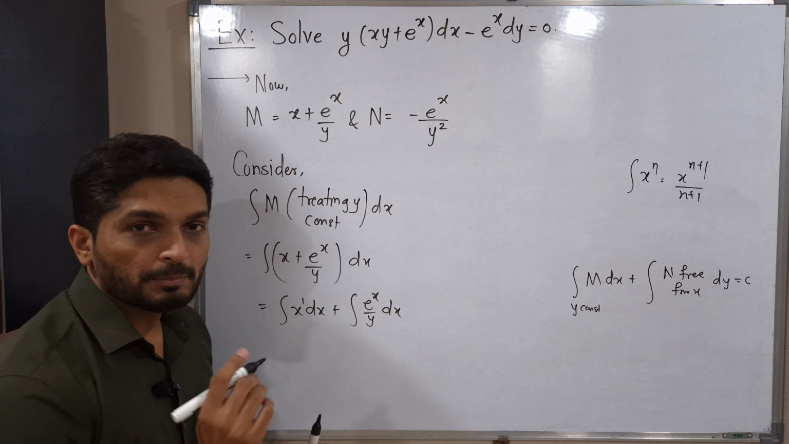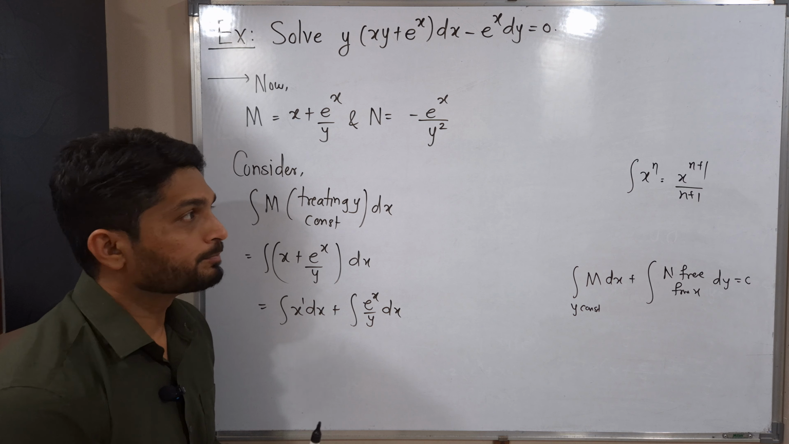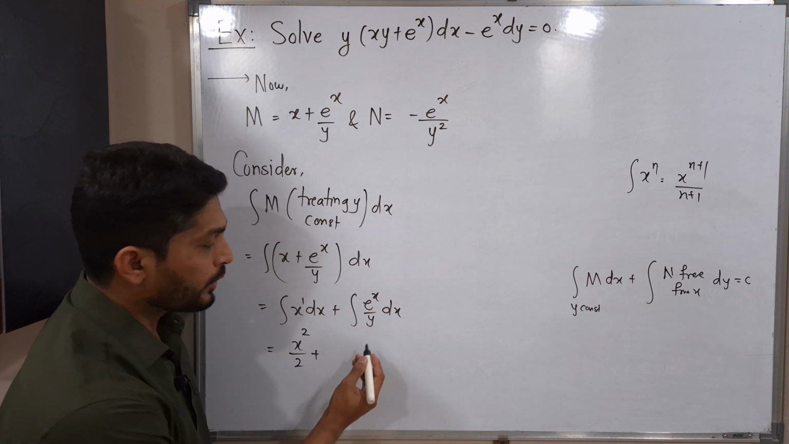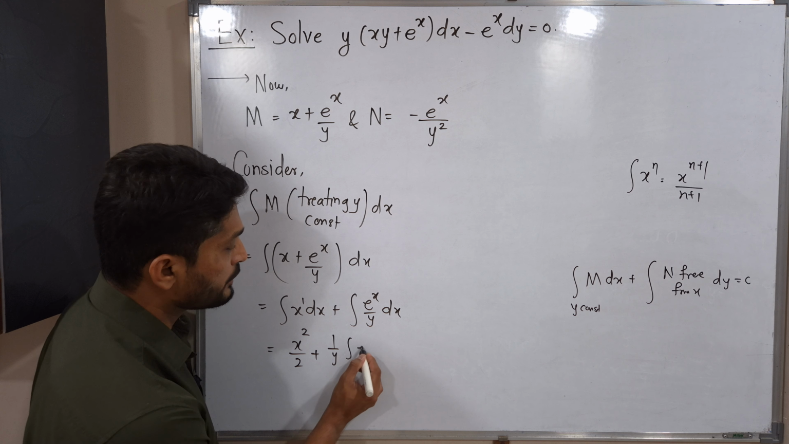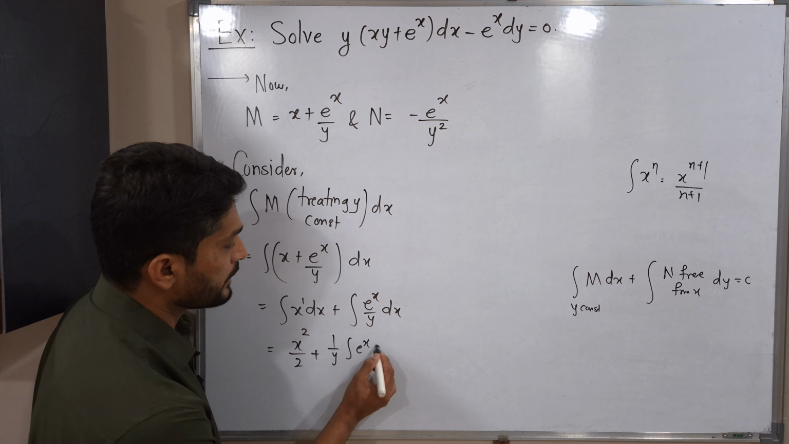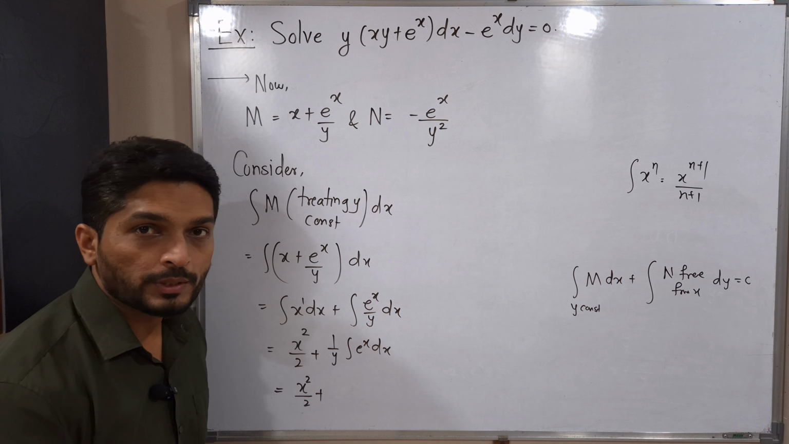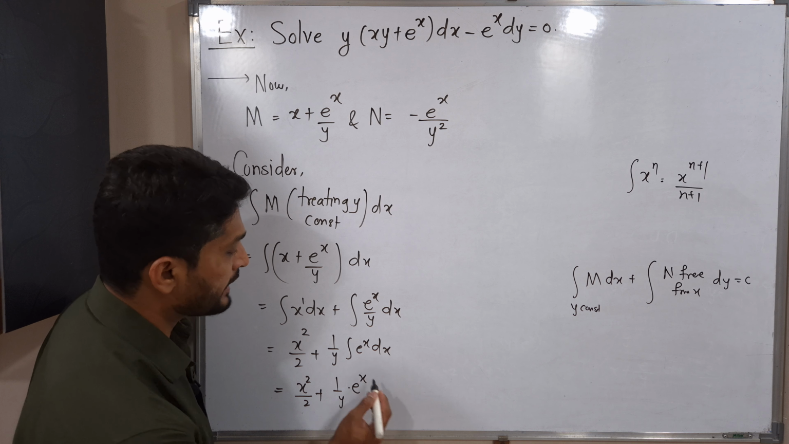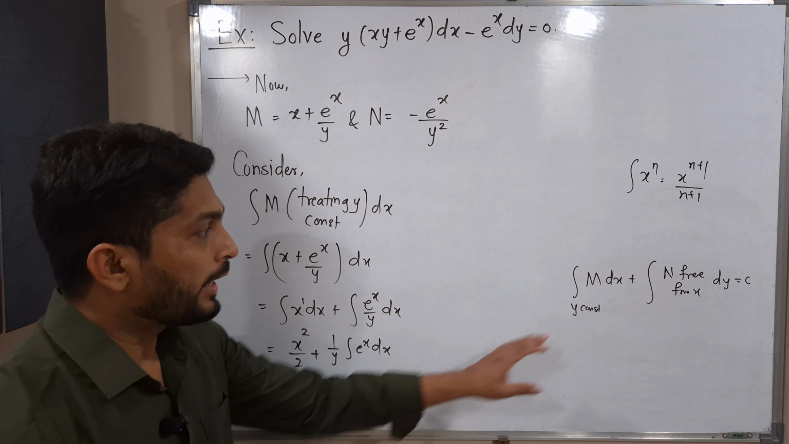Power is not there, that means power is 1. Apply that formula. 1 plus 1, 2. Same number in the denominator, 2. 1 by y is a constant outside. You have just e raised to x. Will you tell me what is the integration of e raised to x? It's a very famous formula, right? The integration of e raised to x is e raised to x. So 1 by y into e raised to x. That's it. So this is the value of the first integral.